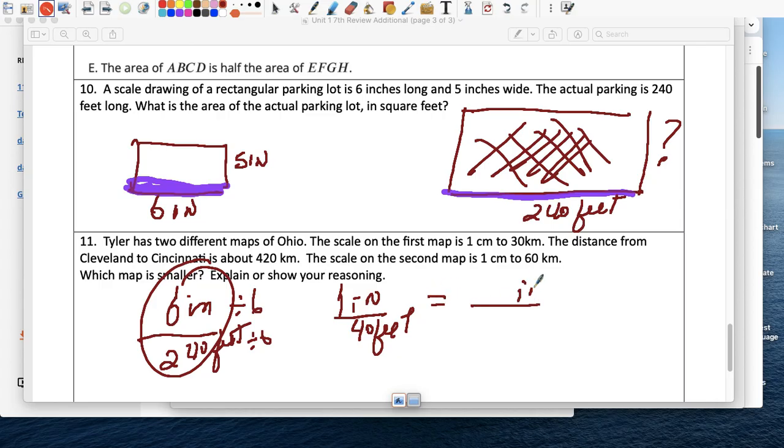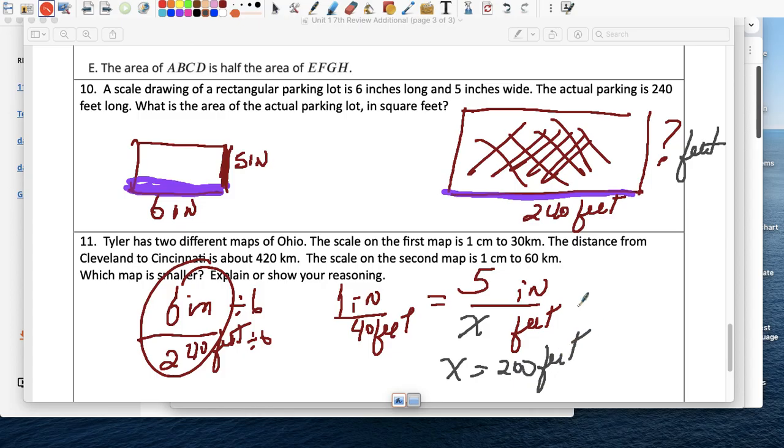So inches on top, feet at the bottom. 1 inch is 40 feet. So what happens if I have 5 inches over here? How many feet is that? I'll put 5 over here and find out the rest. Cross multiply: x times 1 is x, 40 times 5 is 200. So in real life, this side that I didn't know is worth 200 feet.